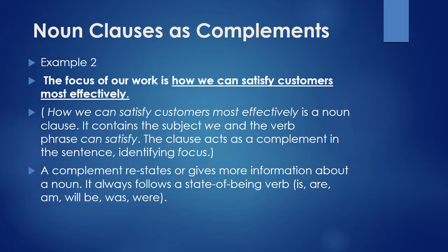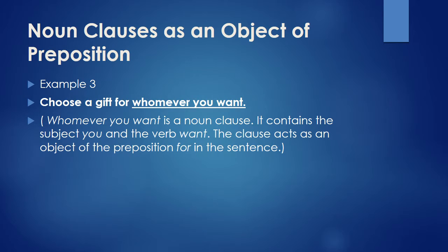So a complement restates or gives more information about a noun. It also follows a state of being verb, such as the verbs is or am or are or will be or was or were. So once I have this verb in the sentence, the clause following it is a noun clause serving as a complement. Another use of noun clauses is the following.